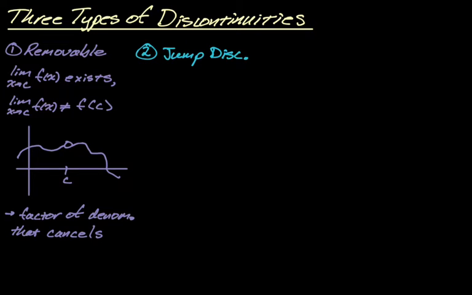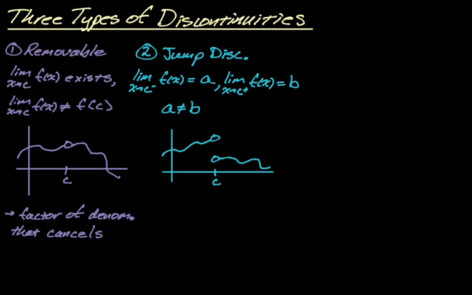Next up, jump discontinuities. So a jump discontinuity has kind of an interesting definition. It's that the limit as you approach c from the left exists and is finite. The limit as x approaches c from the right exists and is finite, but they are not the same numbers. And because of that, you would literally have to jump to get from one branch to the next branch. So here's a picture. It looks kind of like that. You would have to jump to get from one to the other.